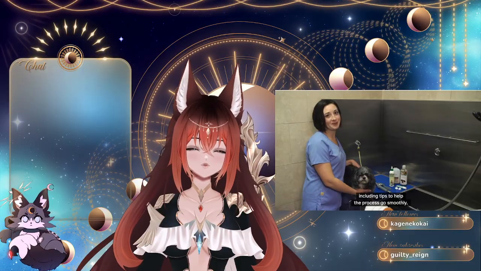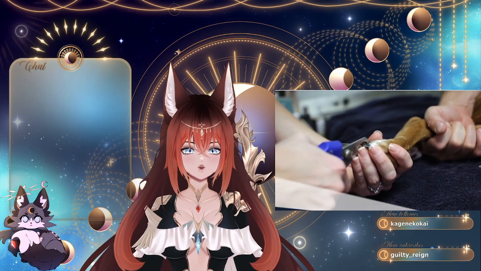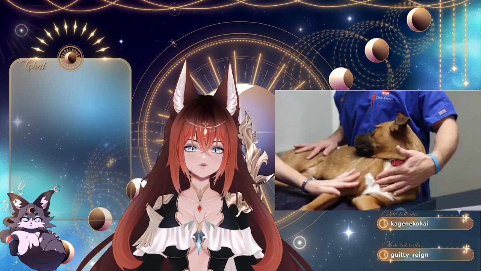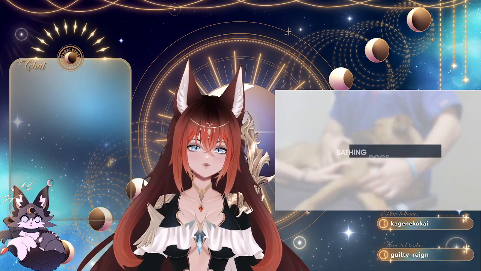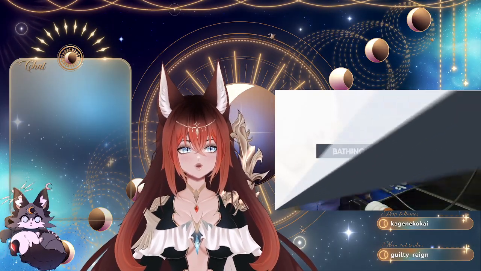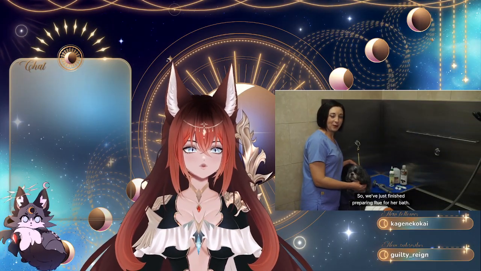I wish we had a big bath like that. We have a sink. Are they stroking the dog like that? I do so she feels comfortable. So we've finished preparing Rue for her bath.